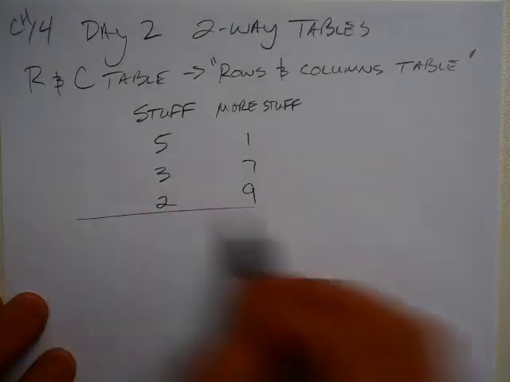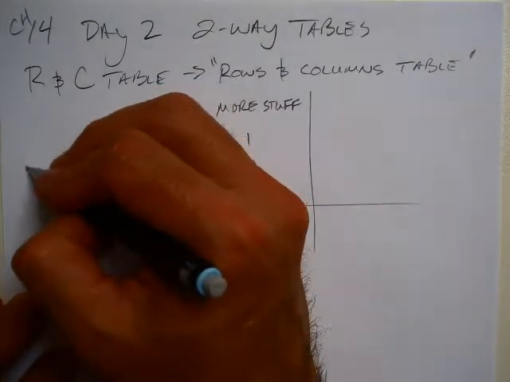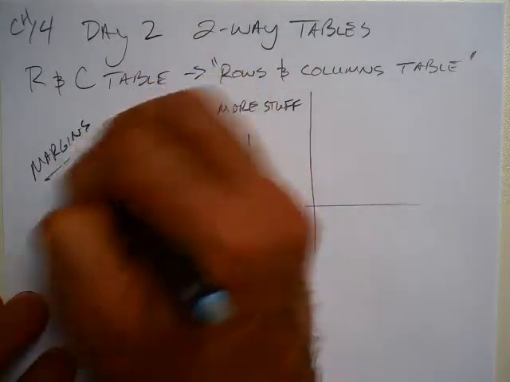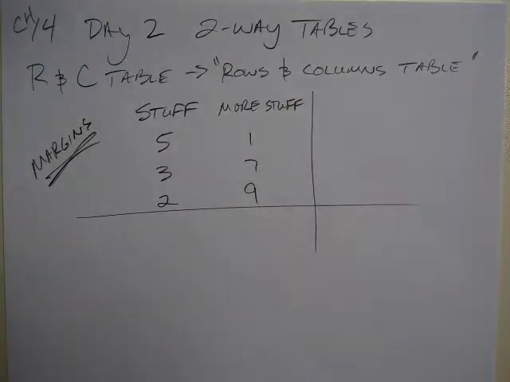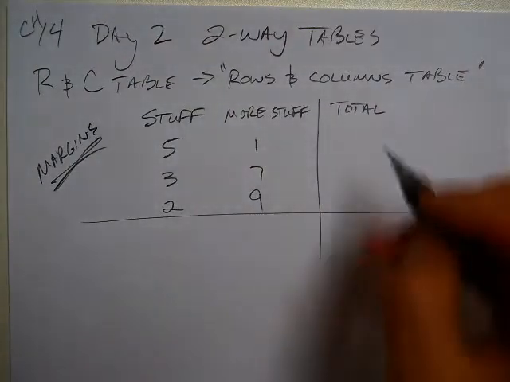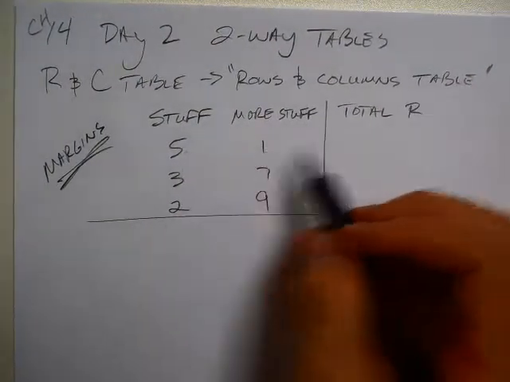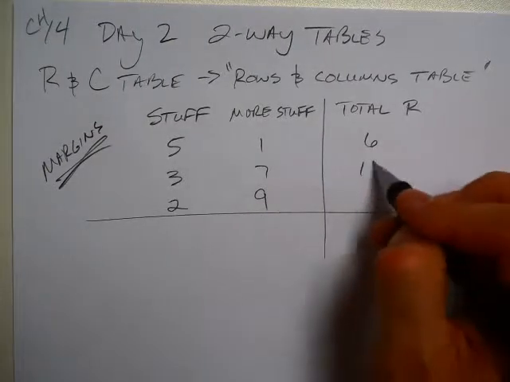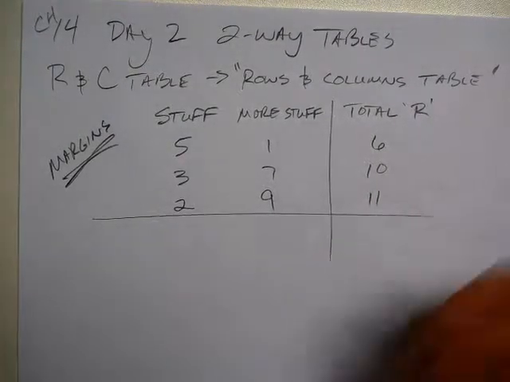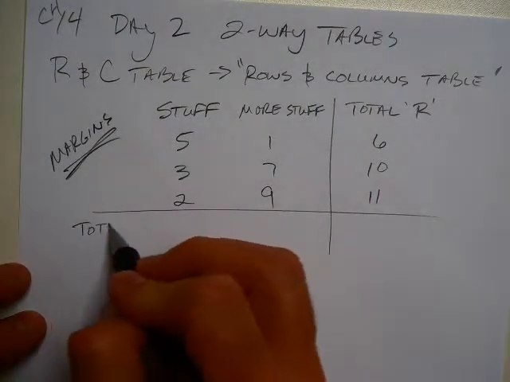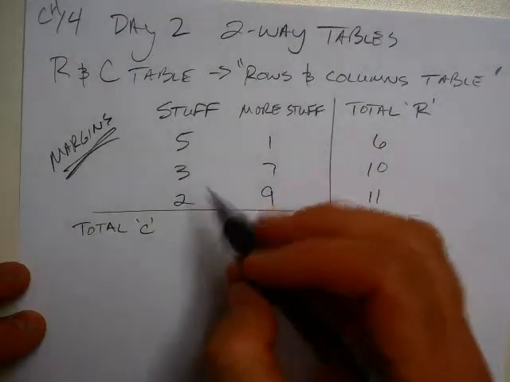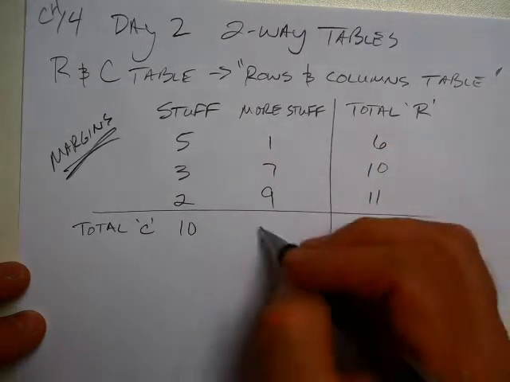When we're dealing with a two-way table, what we really are concerned about oftentimes are the margins. Well, margins are important. So this would be the total of the rows. So 5 and 1 is 6, 3 and 7 is 10, 2 and 9 is 11. And this would be our total column. So 5 and 3 and 2 is 10, 1 and 7 and 9 is 17.